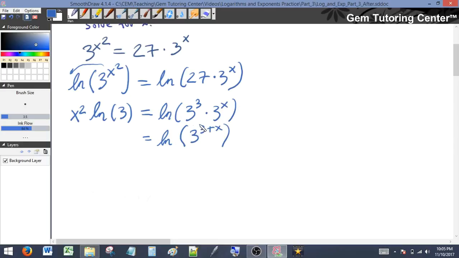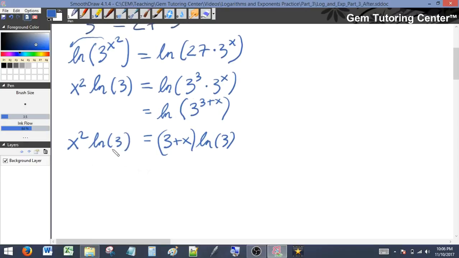So we get ln of 3 to the 3 plus x. And we can take this exponent, 3 plus x, outside of the ln. So that's going to look like this: 3 plus x times ln of 3. And the left side has been the same the whole time: x squared times ln of 3. Okay? So x squared times ln of 3 equals 3 plus x in parentheses times ln of 3. Because both sides have ln 3, we can just cancel that out. And we're left with x squared equals 3 plus x.